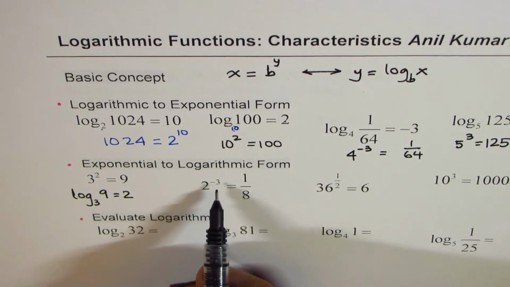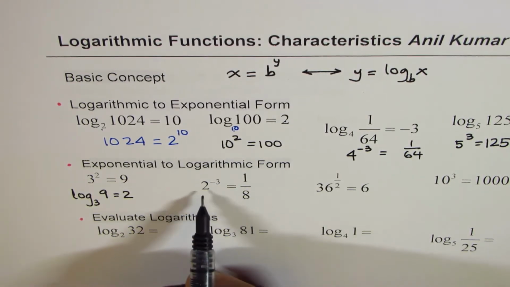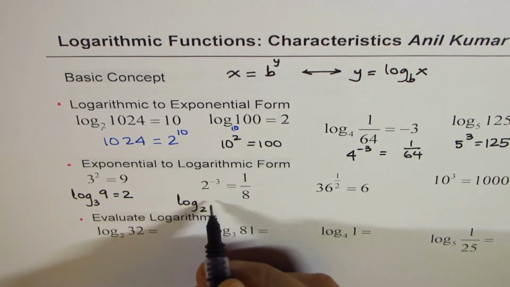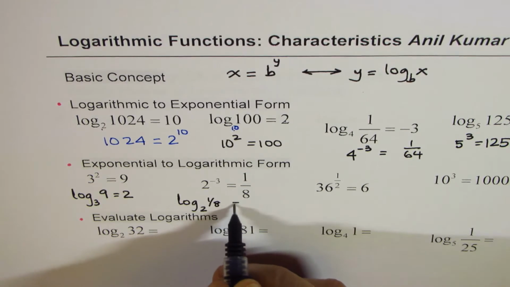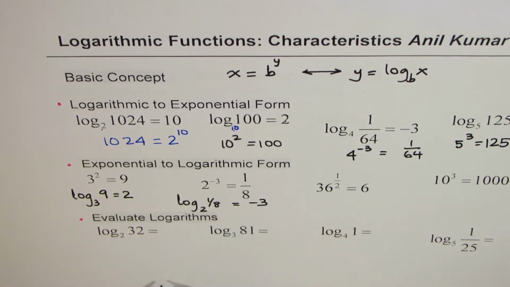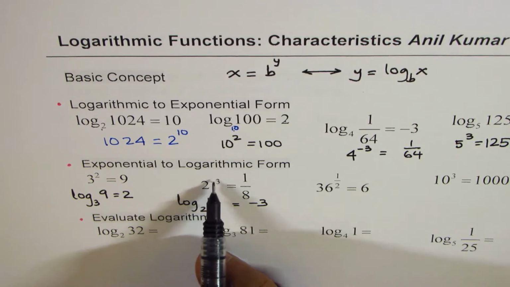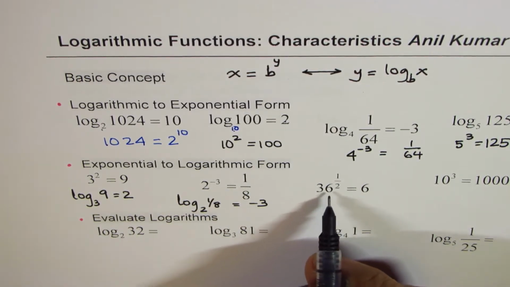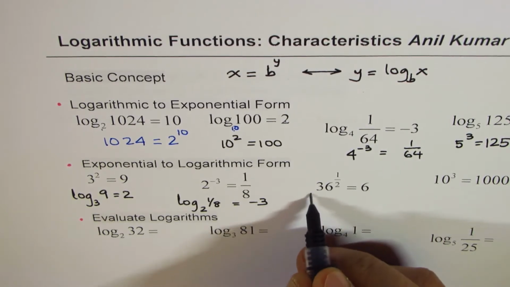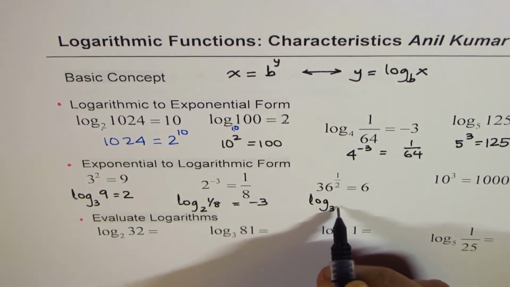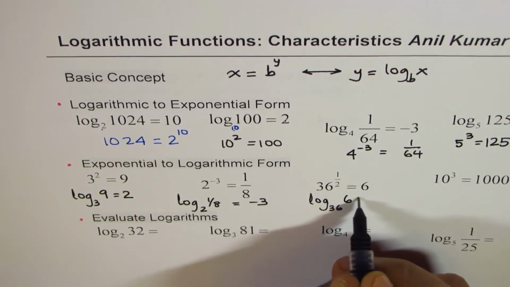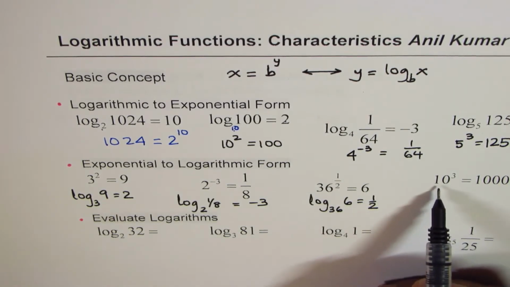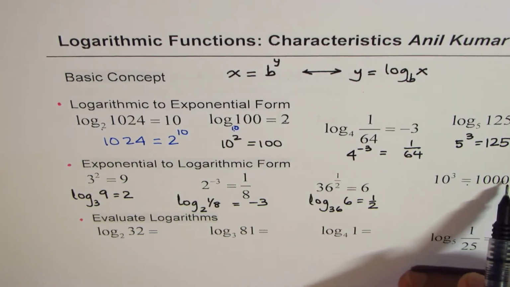2 to the power of minus 3 is 1 over 8. So base is 2, right? So we could write this as log to the base 2 of 1 over 8 is minus 3. That means 2 to the power of minus 3 is 1 over 8. Perfect. Now in this case, the base is 36, right? So we are going to write this as log to the base 36 of 6 is half. Correct?